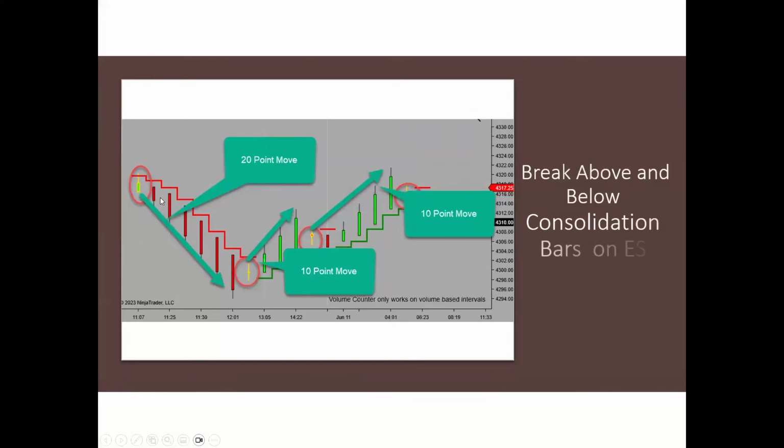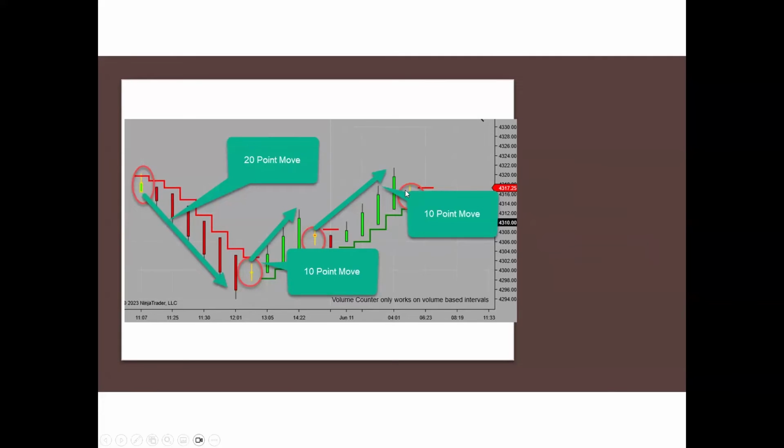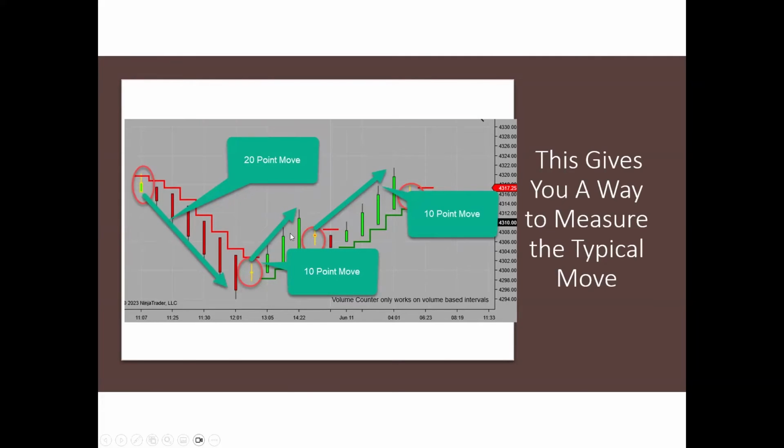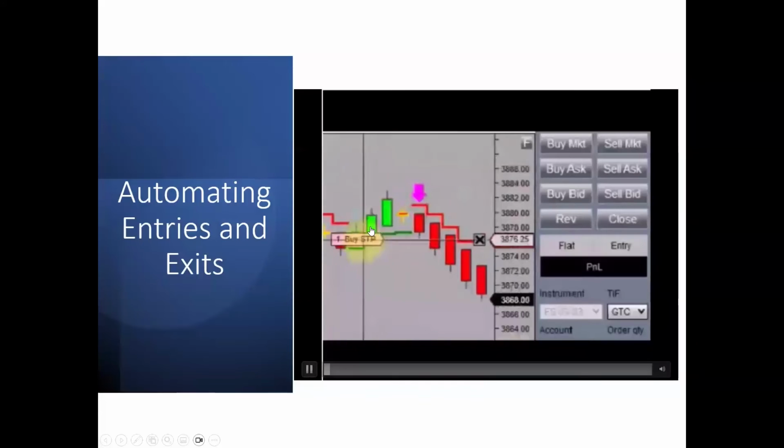This is another example here. You can see the consolidation bars are the bars with the gold frame. 20-point move down, 10-point move up above consolidation, another 10-point move up. The thing I like about this too is if I know I've got typically 10 points or more, it gives me a much better idea in terms of setting profit targets on my trade.